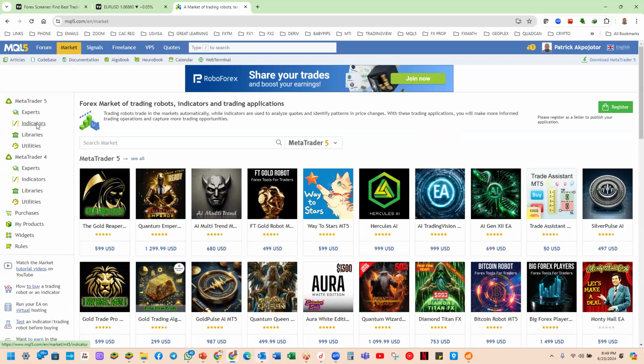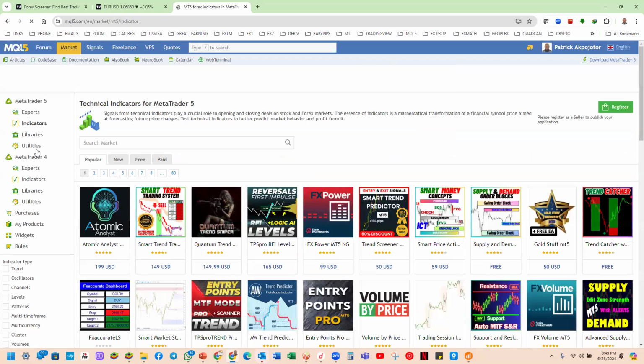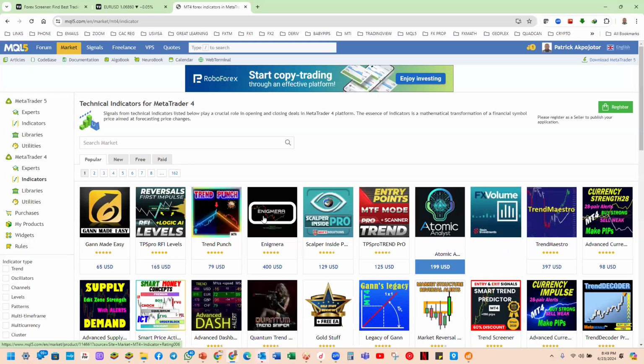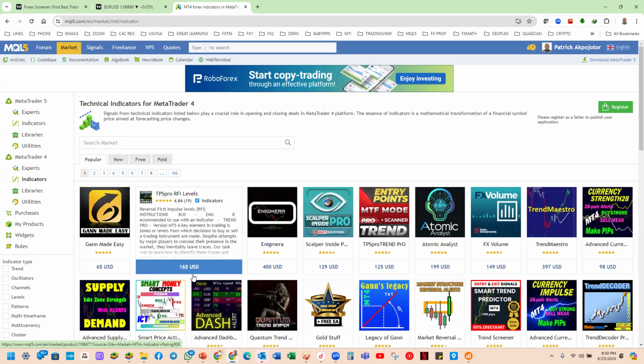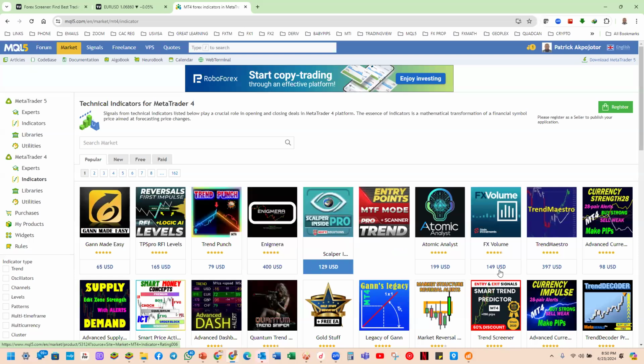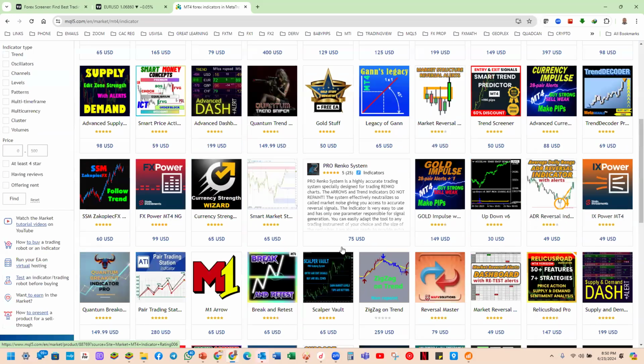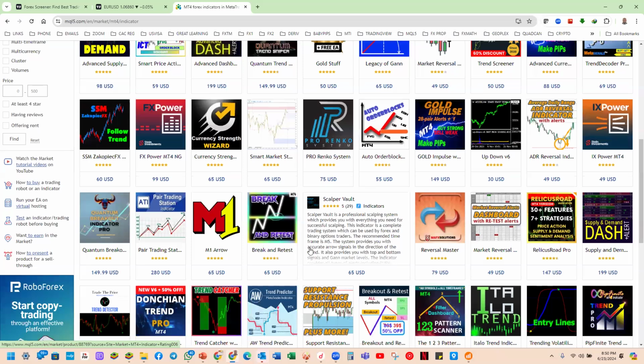So this is, if I say indicator, yes, now this is MT5. So let me go to MT5. If I say indicator, MT4 indicator. If I buy any indicator here, you can see the prices. Imagine this indicator is $165. This is $400. $199. There are a lot. You have indicators of $50,000 in this place.